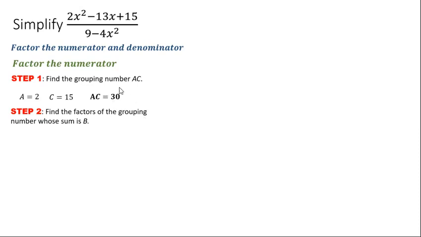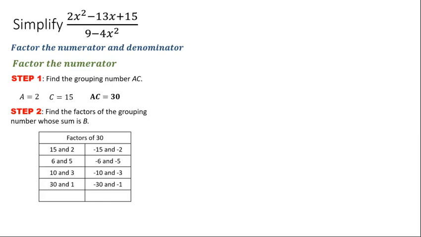I-factor out natin itong 30, identify natin lahat ng kanyang possible factors na kung saan, okay, sa huli, titignan natin kung aling factors ng 30 ang pag-i-add mo or pag kinumbine mo, the answer is b, or the middle term of our trinomial, which is dito, negative 13 dapat yung kanilang sum or pag pinagsama silang dalawa. Now here in the table, you can see the different factors of 30. Okay, we have positive values and the negative values of its factors.